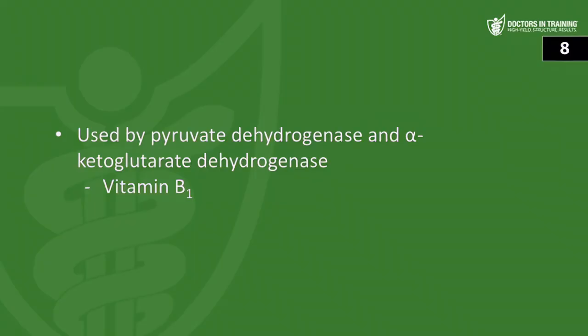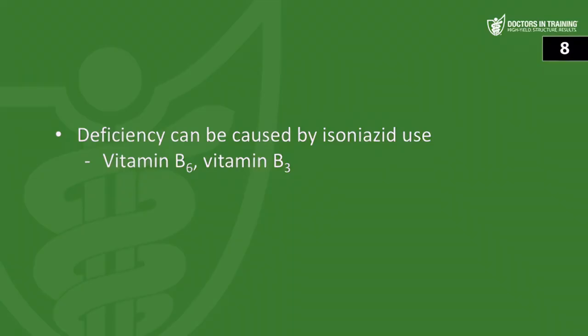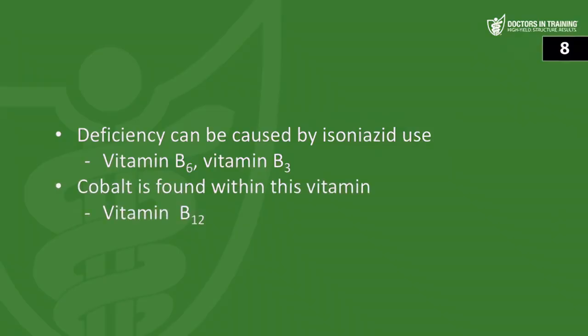Used by pyruvate dehydrogenase and alpha-ketoglutarate dehydrogenase. That's going to be primarily B1 thiamine. Next, we have deficiency can be caused by isoniazid use, so primarily B6, but don't forget about B3 niacin as well. Next, we have cobalt is found within this vitamin. So we actually didn't talk about this one in the lecture, but it's vitamin B12. B12 is also called cobalamin, so that association shouldn't be too difficult.